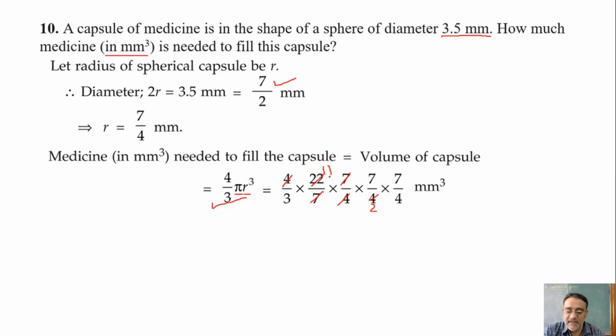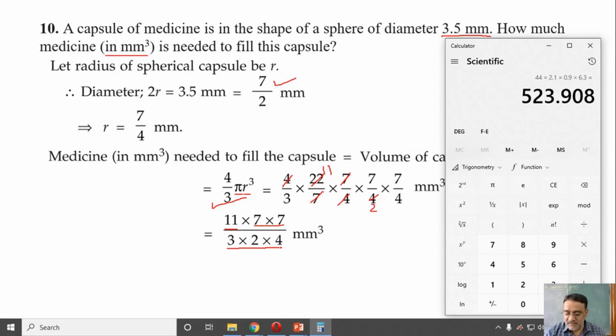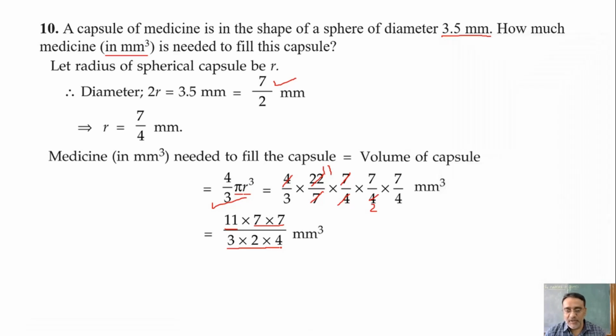So 11 into 7 into 7 upon 3 into 2 into 4. Okay. So 49 into 11, 539 होता है and this will be 24. So 539 divided by 24 we are getting 22.458333. So approximately it is equals to 22.46 millimeter cube.